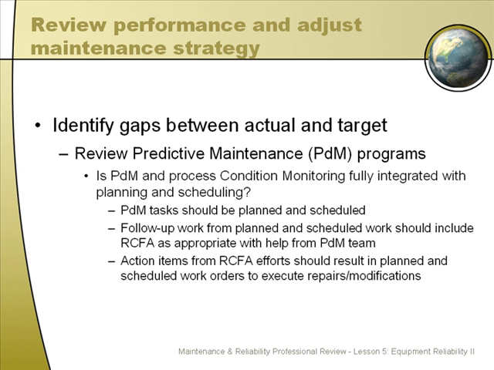Last, action items from the root cause failure analysis efforts should result in planned and scheduled work orders to execute the repairs and modifications identified by the root cause failure analysis. Now we're coming around from the other direction. The predictive maintenance team is actually going to generate work to solve problems permanently. So why not include them in the planning and scheduling department? It just makes sense.